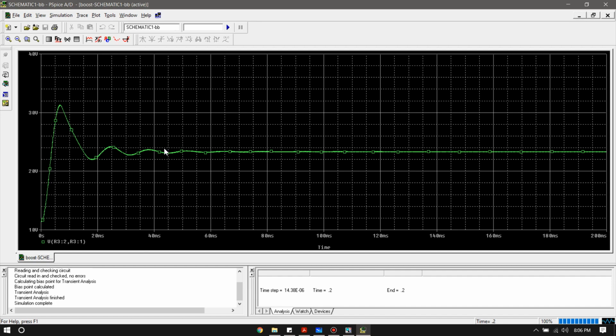And yeah, as you can see, the output is almost 24 volts. It's a bit lower, and as with before, we have a fluctuation initially. That's because of the capacitors and the inductors. So by using a duty cycle of 0.5, we can get around a 2 times increase. So our output voltage will be 2 times the input voltage. Okay.